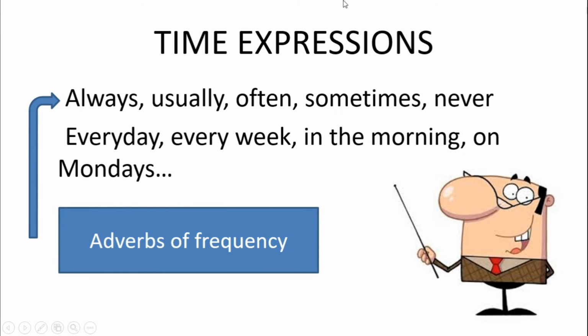Let's now talk about some time expressions. We have here some words like always, usually, often, sometimes, never. These 5 words here are adverbs of frequency. And we've got here some other time expressions like every day, every week, in the morning, on Mondays.